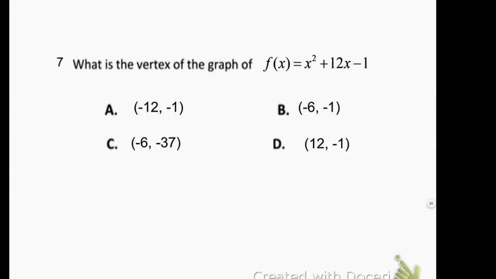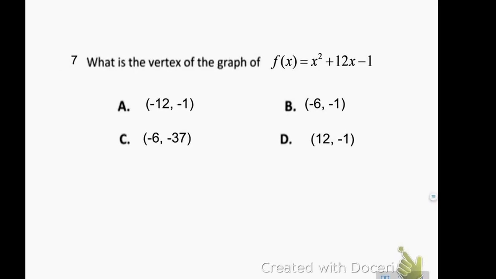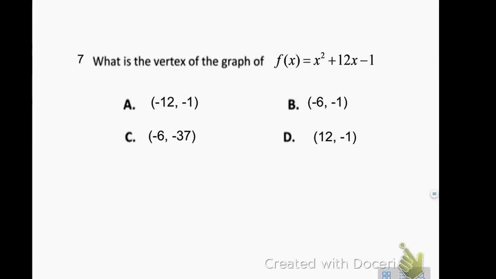Number 7, what is the vertex of the graph f of x equals x squared plus 12x minus 1? Remember, the vertex is going to be your minimum point or your maximum point. Since this one's positive, it's going to be a minimum point. To me, the easiest way to do this is to go to your calculator, go to mode 7, and make a table.